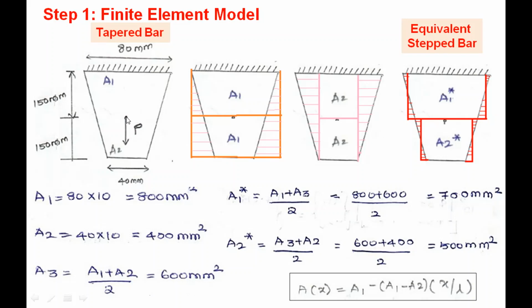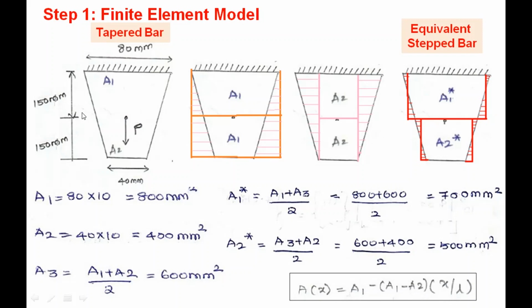Now in this problem, the point of application of the load is exactly at the middle of the tapered bar. Suppose this point is not exactly at the center, then how do we calculate this area of cross section? For that, this formula is given. We can use this formula: the area of cross section A of x at any point along this tapered bar is equal to A1 minus (A1 minus A2) multiplied by x by L. A1 is the area of cross section of the fixed end.